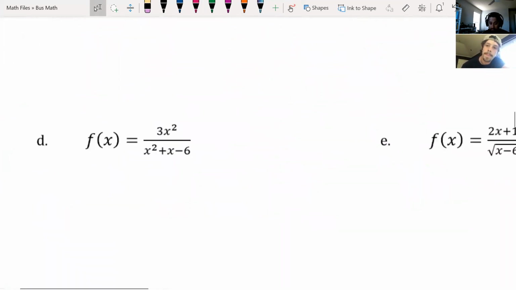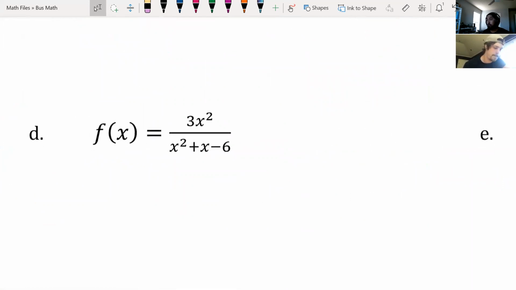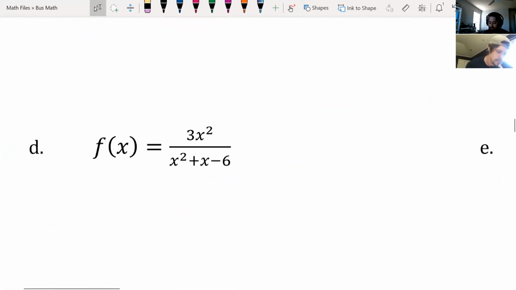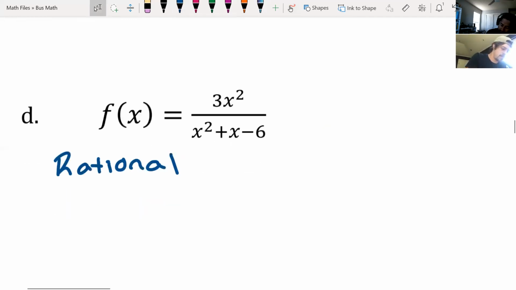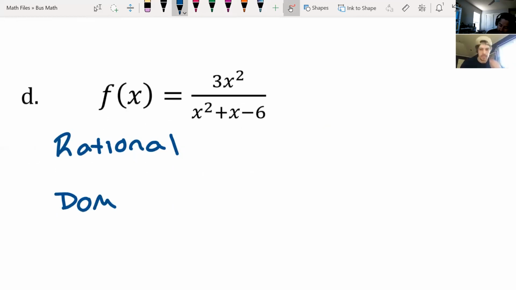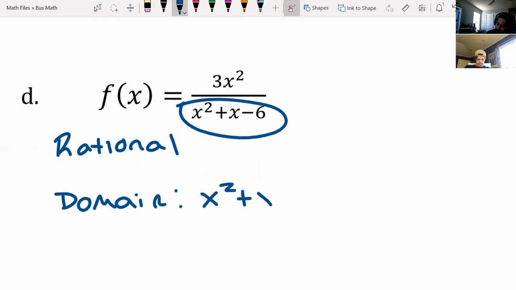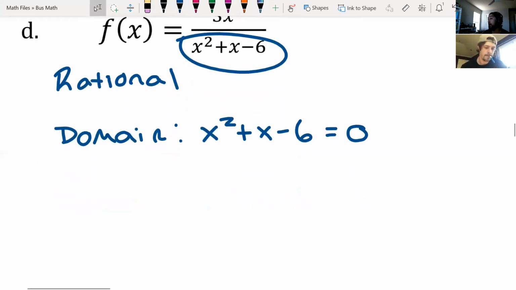Next. D, 3x squared over x squared plus x minus 6. What type of function is this again? It's a polynomial over a polynomial. What is the fancy word for fraction? Rational. And we know that to find the domain of any rational function, you take whatever's in the denominator and set it equal to what number? 0. Okay. And now our job is to solve for x.